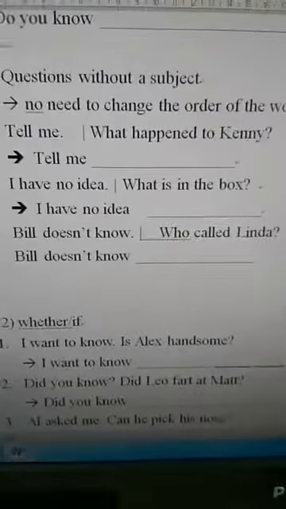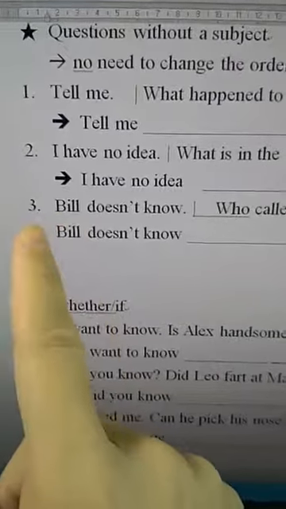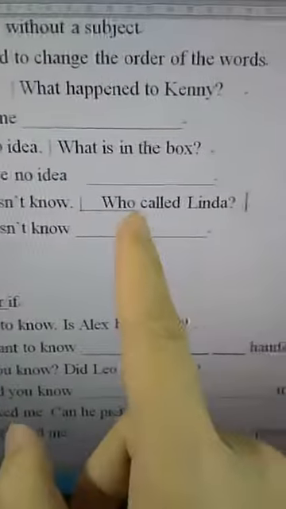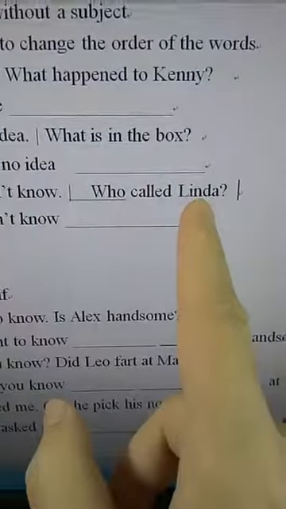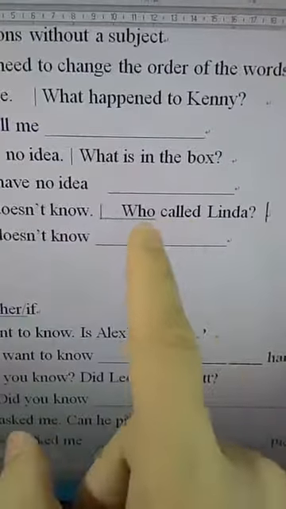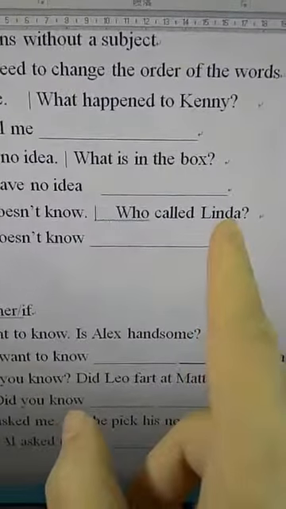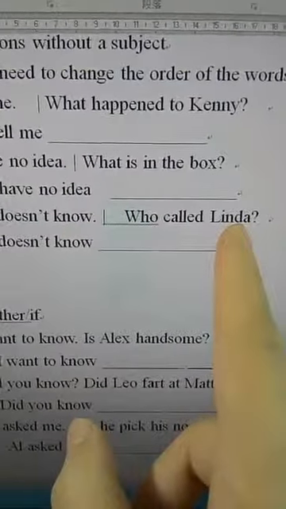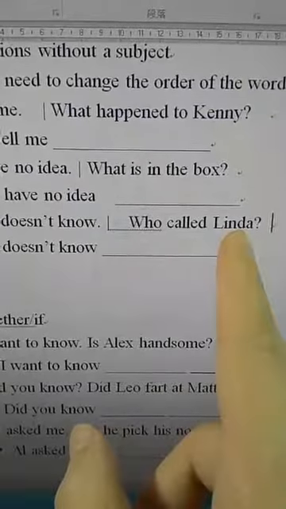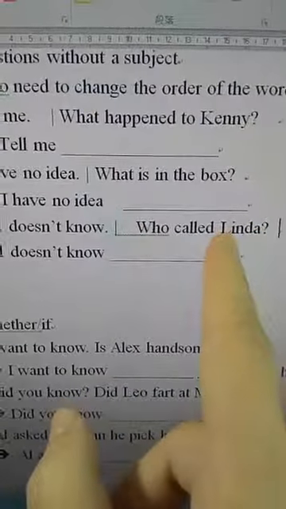Okay? Okay, let's do one more practice. Okay? Number 3. Bill doesn't know. This is the main sentence. And then, who called Linda? Who called Linda? Can you find any subject in this question? Some people may tell me, Linda is the subject. No, Linda is the object. So, we can't find any subject in this question.